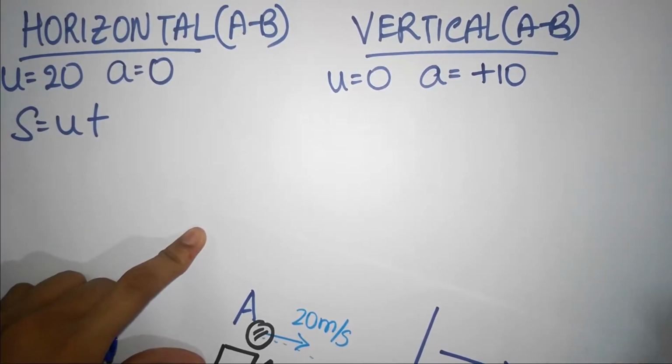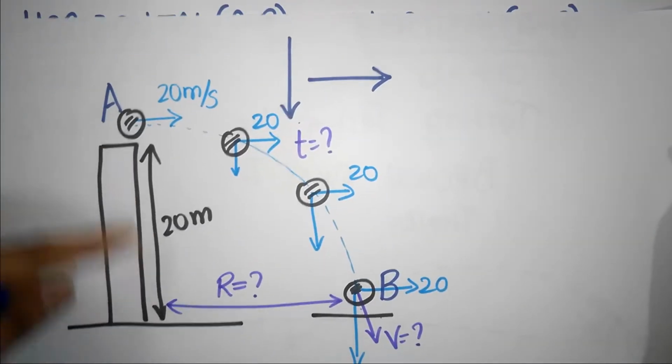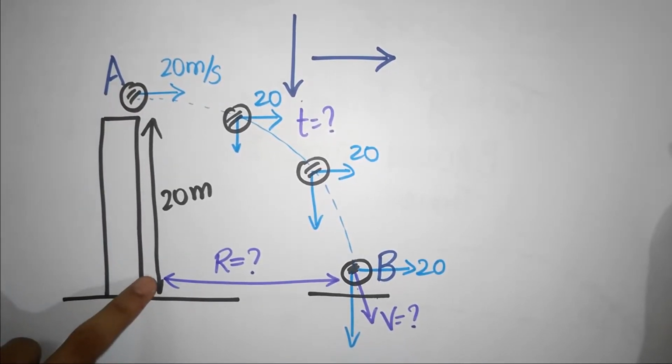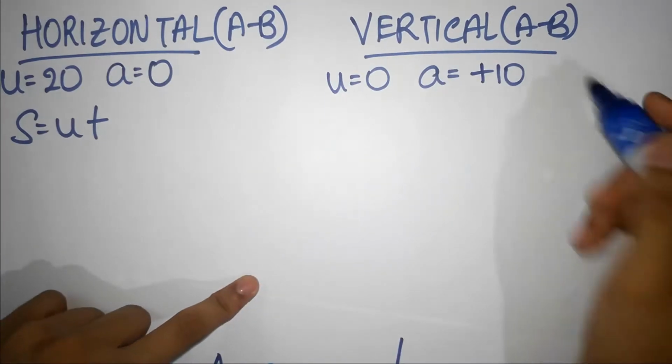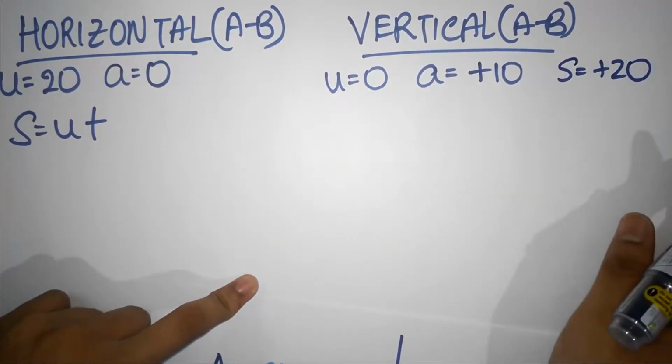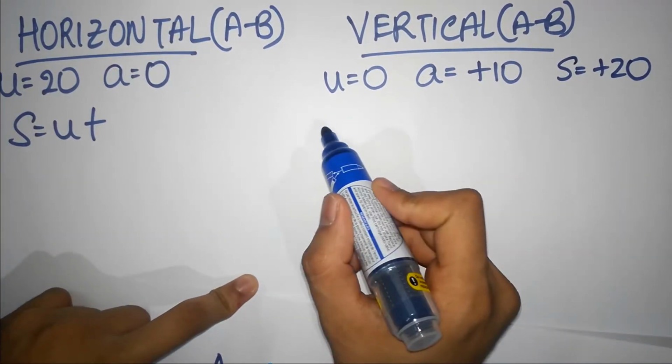And what else do we know? Well, we know the displacement. The displacement is also positive because the ball is moving from A to B, so it's positive 20. So displacement is plus 20. Oh, we found out 3 things. So we can find out the other 2.